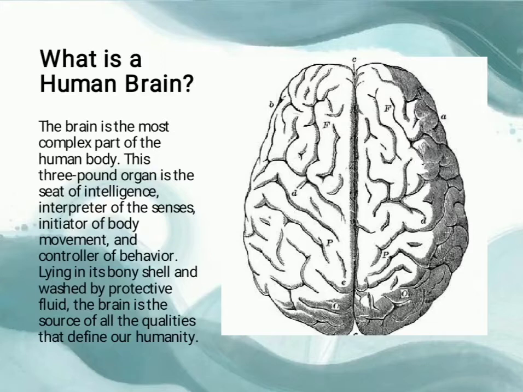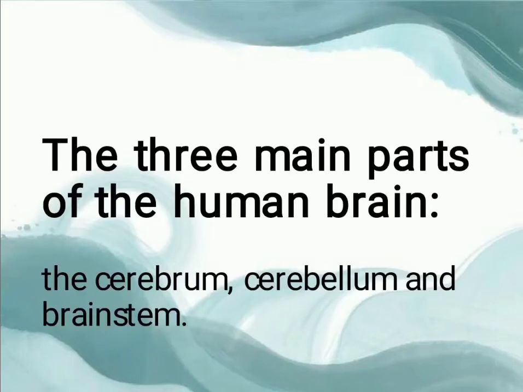Lying in its bony shell and washed by protective fluid, the brain is the source of all the qualities that define our humanity. As we all know, the brain is one of the most important parts of the body because most of the function of the brain is to regulate the movement of our body. Most of us already know that our brain is divided into 3 main parts, which are the cerebrum, cerebellum, and the brainstem. And the first main part of the human brain is the cerebrum.